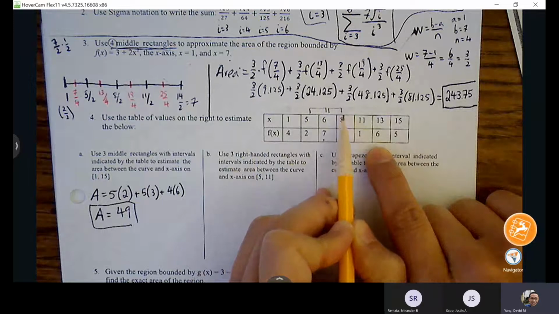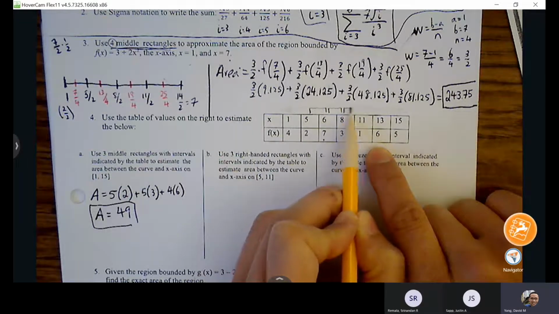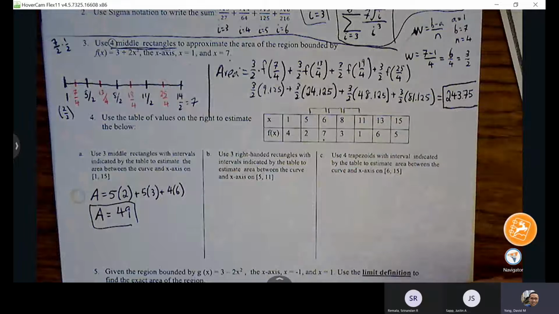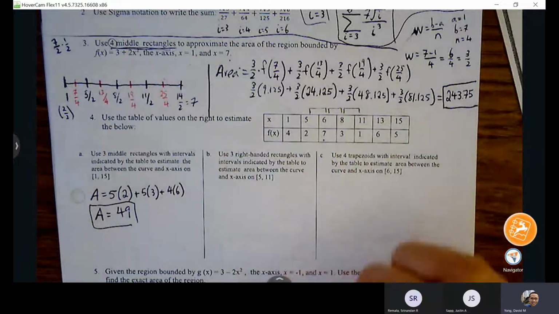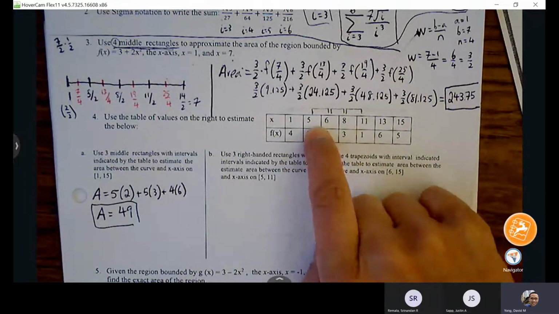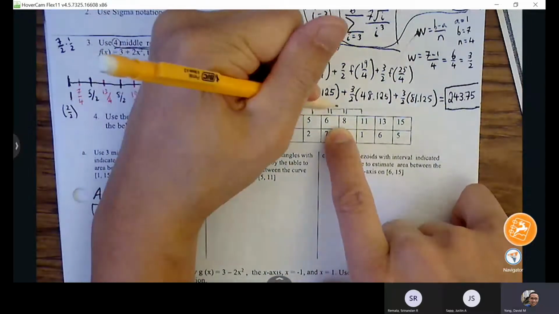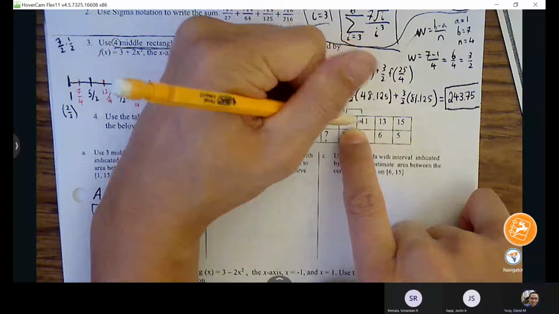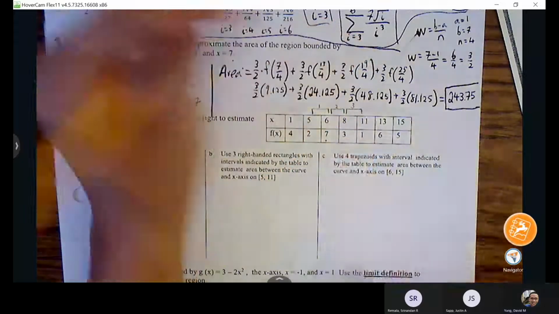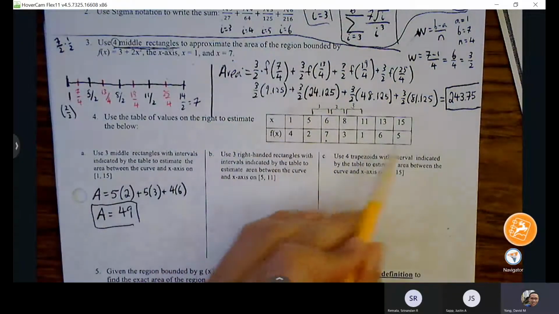6 to 8, and then 8 to 11. Okay. Width times height, 6 minus 1, that's distance of 1. 8 minus 6, that's a width of 2. 11 minus 8, that's a width of 3. And then the height is going to come from the second row.